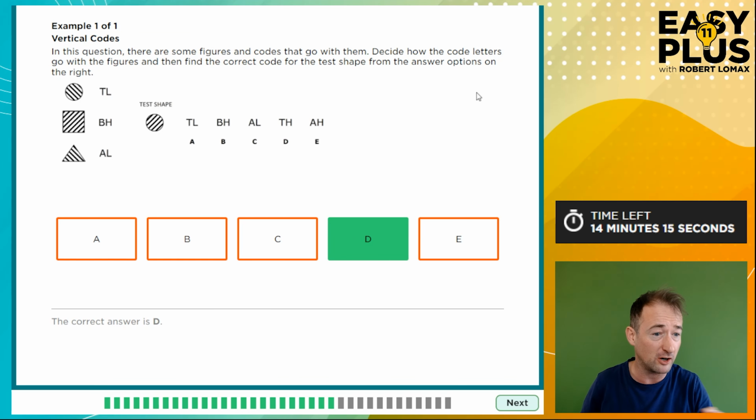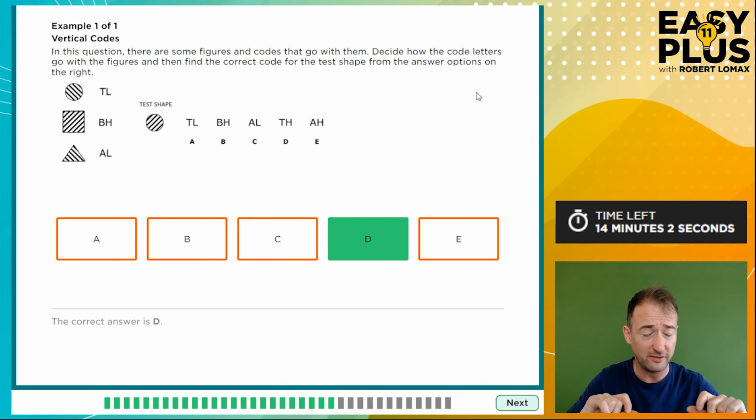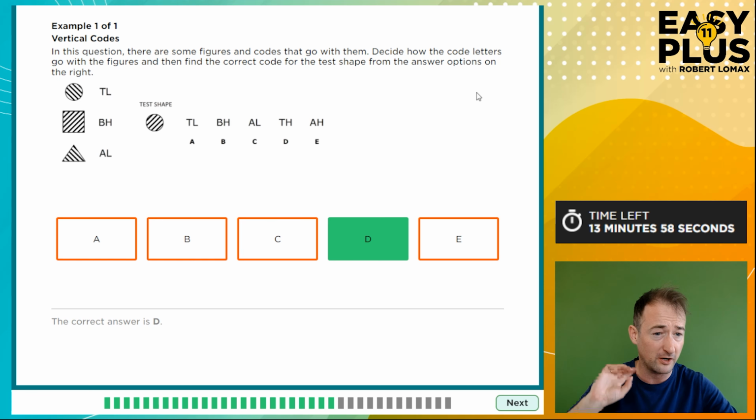The second letter is going to be H. So it must be B or E, okay? Does that make sense? Options B or option E, because they're the ones ending in H. Looking at the first letter, that can only refer to what the outer shape is, because that's the thing that's different. So T is circle, B is square, A is triangle. Here we're dealing with the circle, so it's going to be T, so it's going to be TH, which is option D, which is actually the answer.